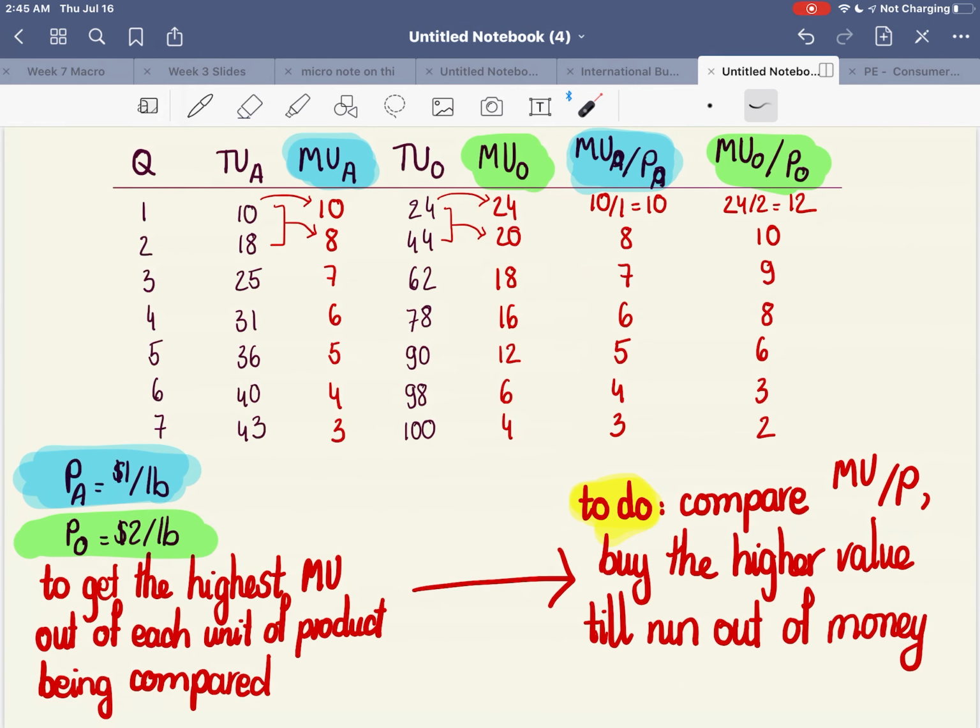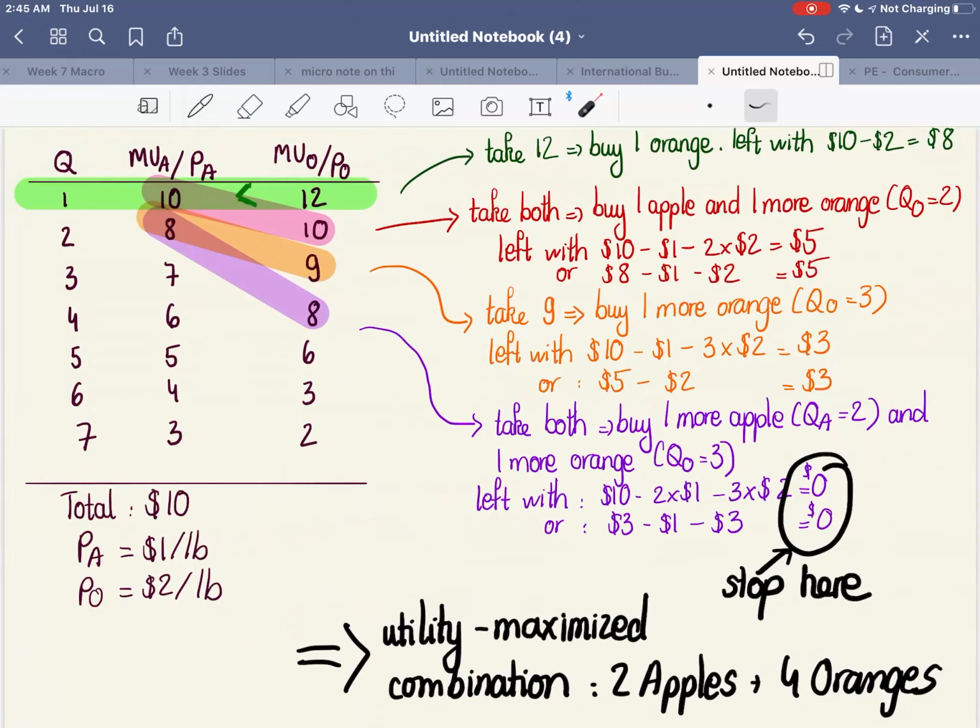Now, given that the price of apples is 1 and the price of oranges is 2 per unit, you can easily calculate the MU over P for apples and oranges. Once you have done that, our job is to compare the MU over P values, choosing the higher value each time until you run out of money. We're now left with the columns of quantity and MU over P for apples and oranges. We are going to spend all of our money on apples and oranges.